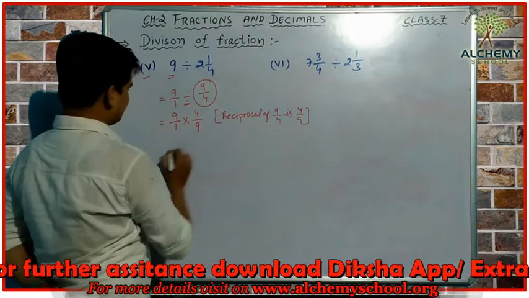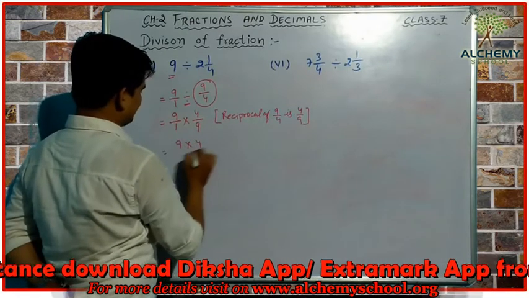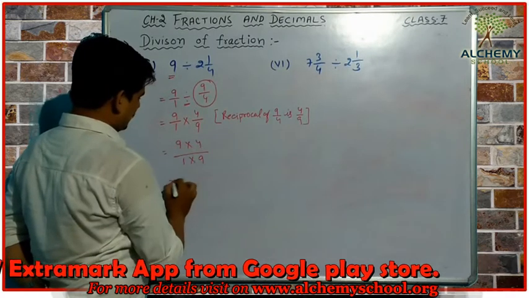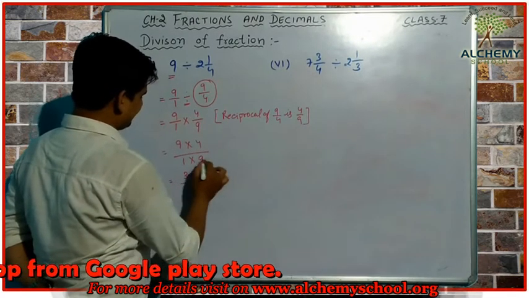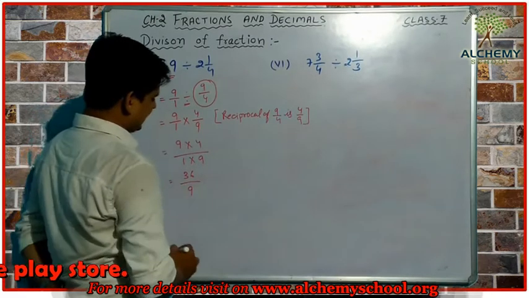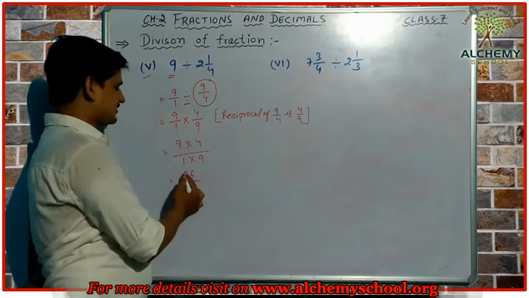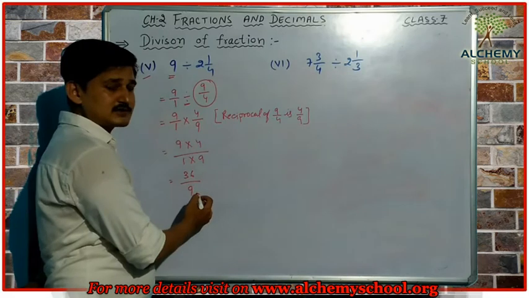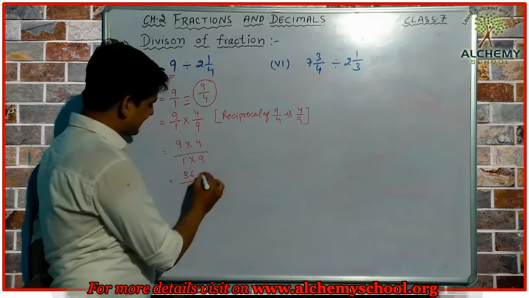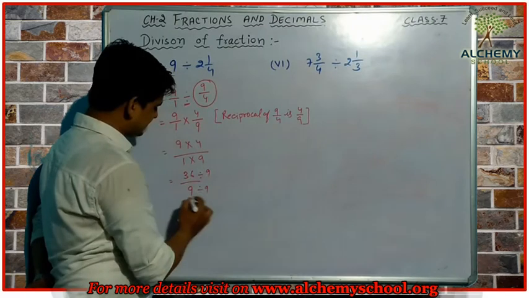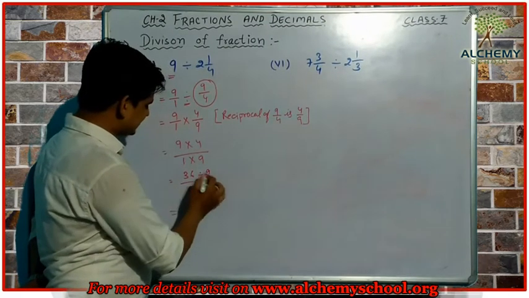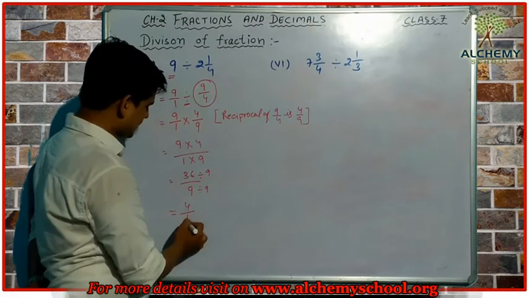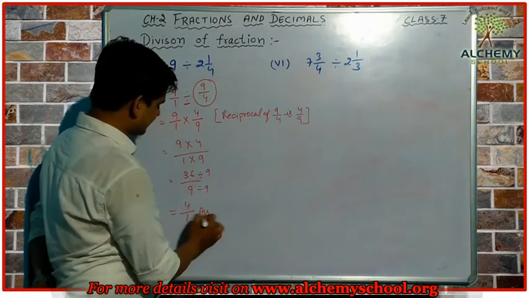Okay. So simply we can multiply the numerators, 9 into 4, and multiply the denominators. When we multiply 9 and 4, we get here 36. When we multiply 1 and 9, we get here 9. Okay. So we have to find the simplest form of 36 upon 9. So we can see 36 and 9, both numbers are divisible by 9. So we divide by 9 and divide by 9. So we get the result: 9 4s are 36, so 4, and 9 1s are 9, so 1. So 4 upon 1 will be the answer of this question.